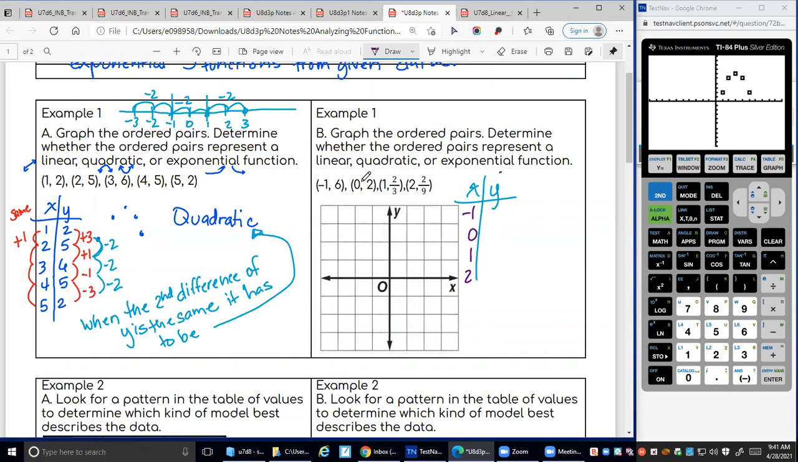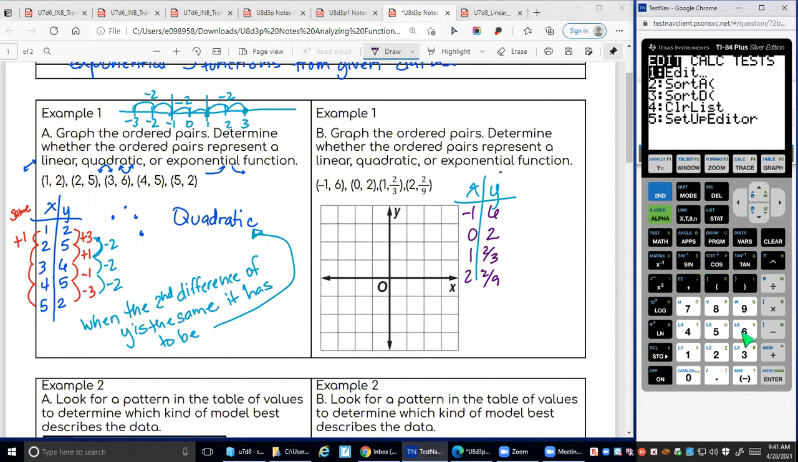I'm just pulling all of the X values, right? And then 6 goes with -1, 2 goes with 0, 2 over 3 goes with the 1, and 2 over 9 goes here. Okay. So if I look at this, how do I enter a table again? What button do I have to push to enter a table, not view a table, but to enter a table? Stat and edit. Okay. And Philip thinks it's exponential. Any reason why, sir? You want to share? Because you graphed it.